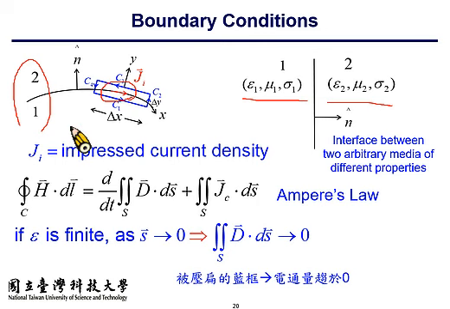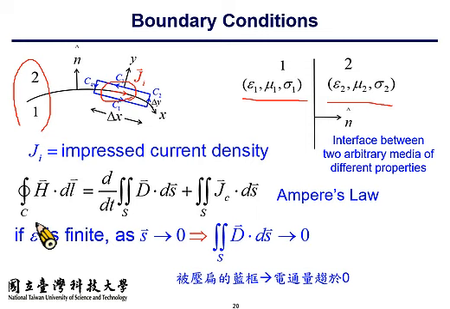Alright, so let's use Ampere's circuital law in integral form. That is, the closed loop integral of magnetic field intensity H equals the time derivative of the surface integral of the electrical flux density plus the surface integral of electrical current density J.